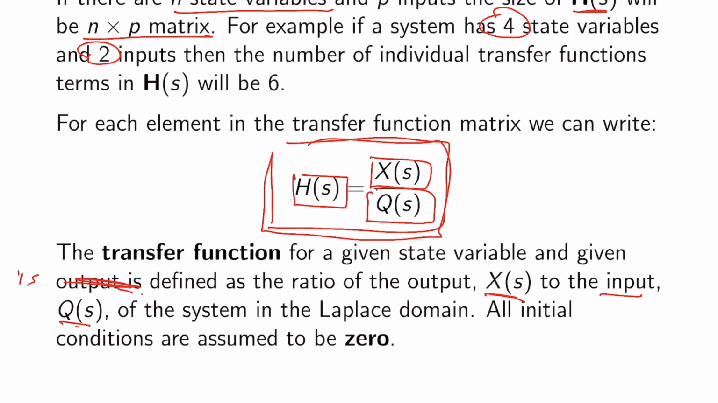So this is why people often talk about the transfer function as the relationship between the output and the input. This is the output and this is the input. So it's tied between a specific output and an input.